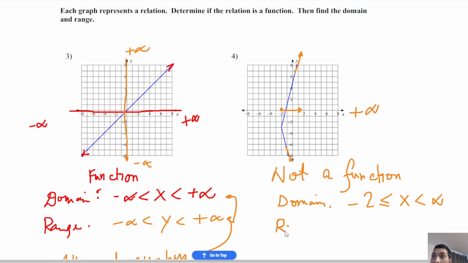Now for the range, we need to look at the y-axis. So you can see that the graph is going all the way downwards, so the lowest value is -infinity, and the graph is going all the way upwards, which means the highest value is +infinity. So we can write this range as -infinity less than y less than +infinity. Since the -infinity and +infinity are not actually any numbers, we don't need to put any equal sign.